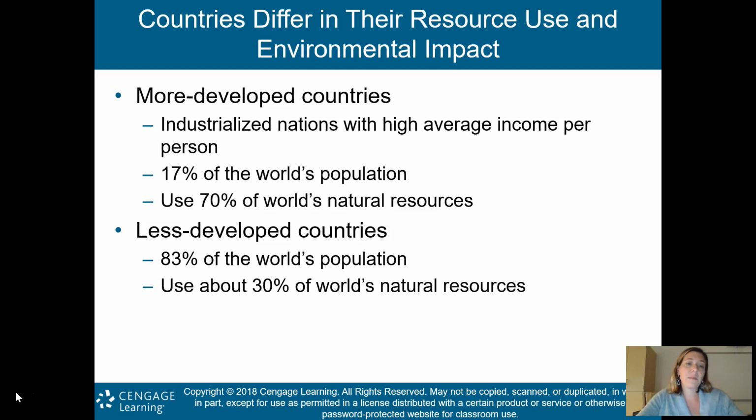The least developed and lowest income per capita countries would include places like Nigeria, Bangladesh, Congo, and Haiti. Of course, there are others that I'm not listing here. Less developed countries make up about 83% of the world's population. And despite accounting for most of the people in the world, use only about 30% of the world's resources.